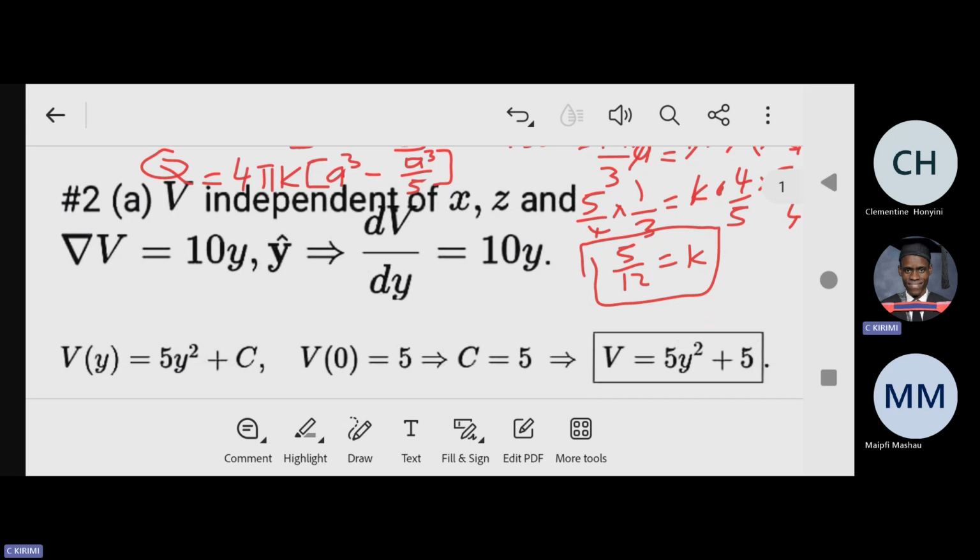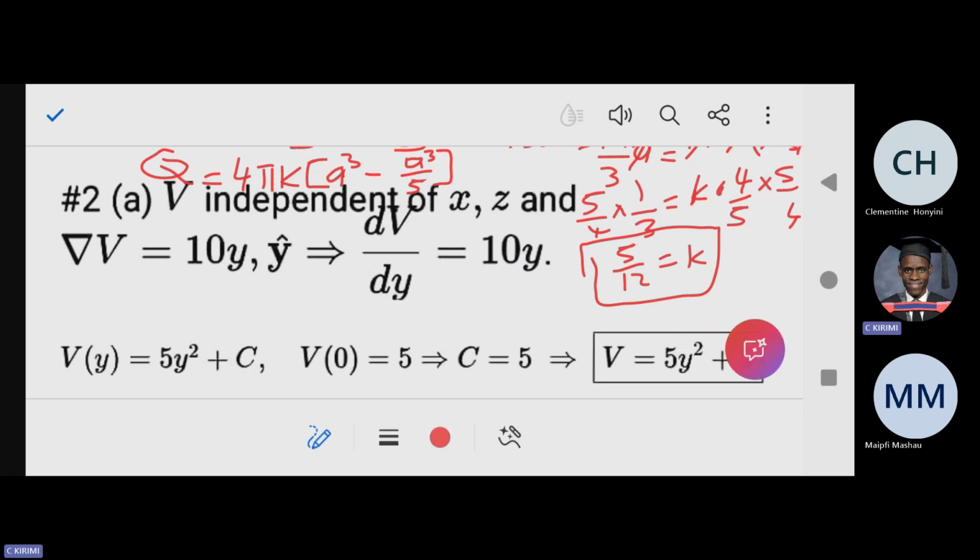So we can find V of y. Which means the gradient of V, the formula was that dV/dy is 10y. They say grad V is 10y in the y direction, or in the j direction. They can also say 10y j. This implies that grad V is the same as dV/dy. So dV/dy is equal to 10y. That's what we are given.